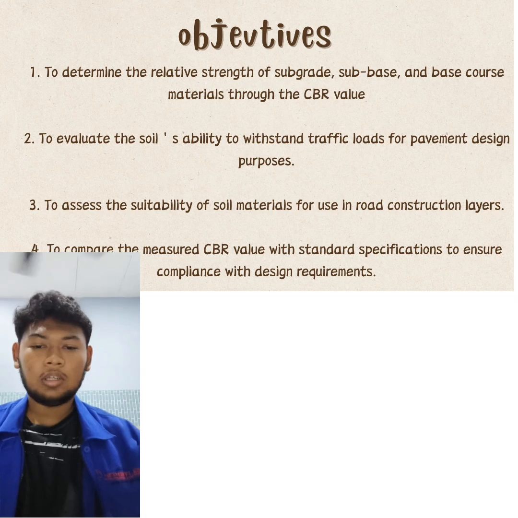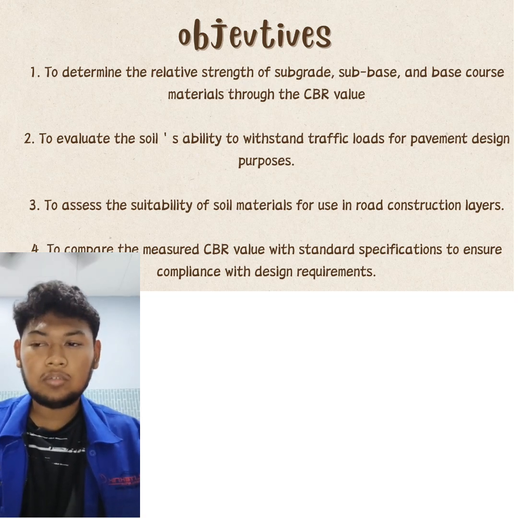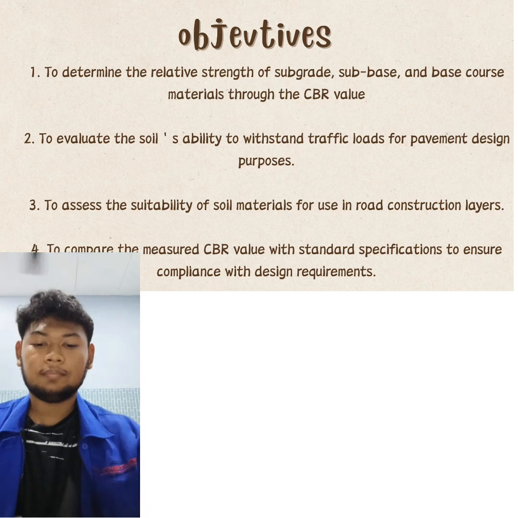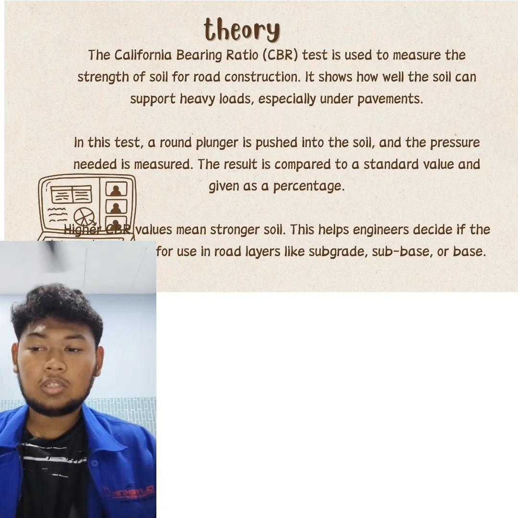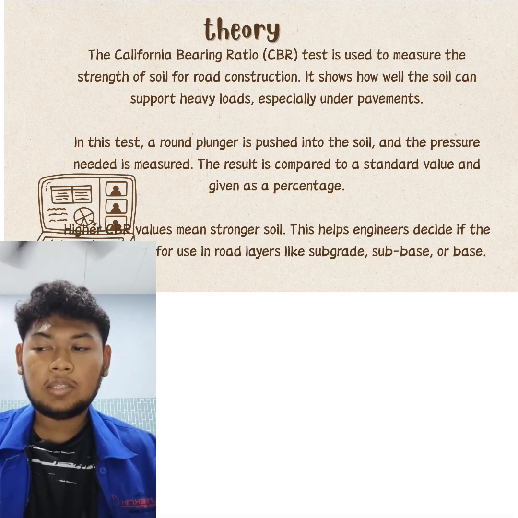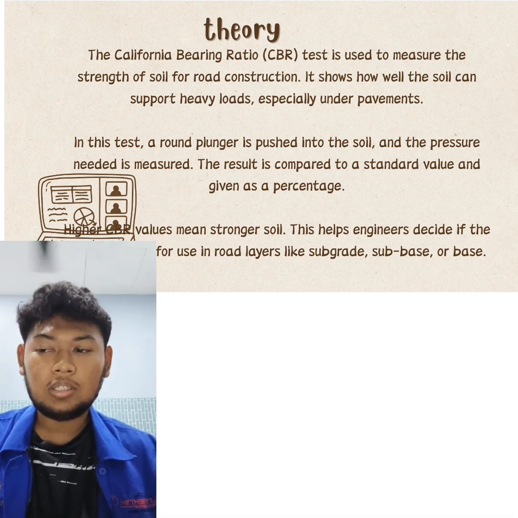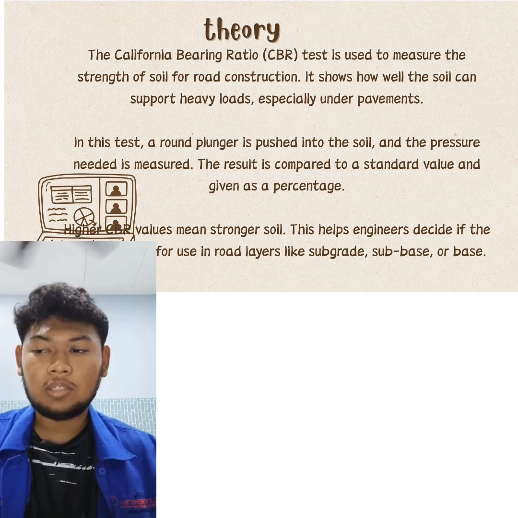70DKA24F1072. The objective for CBR is to determine the California bearing ratio value of the subgrade soil. Then the theory: the California bearing ratio, which is CBR, test was developed by the California Division of Highways as a method of classifying and evaluating soil, subgrade, and base course materials for flexible pavement.